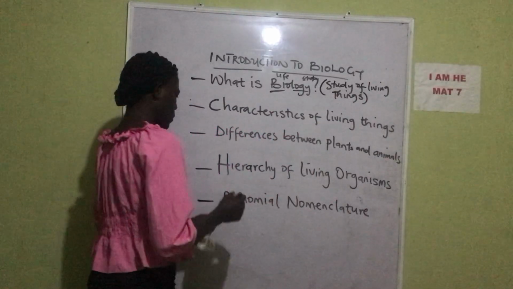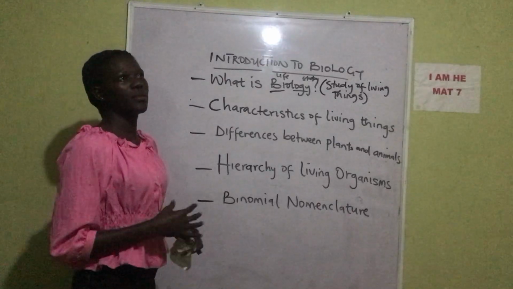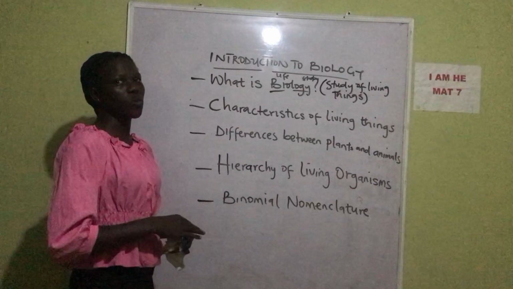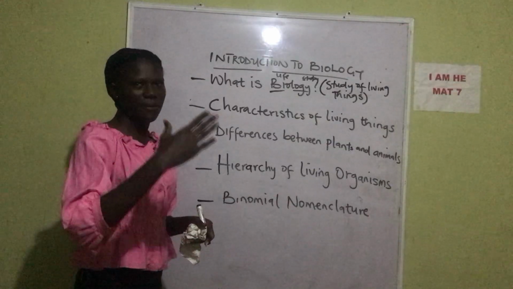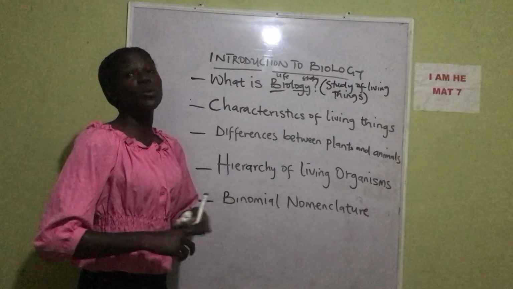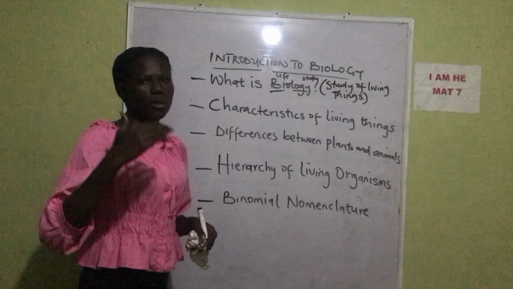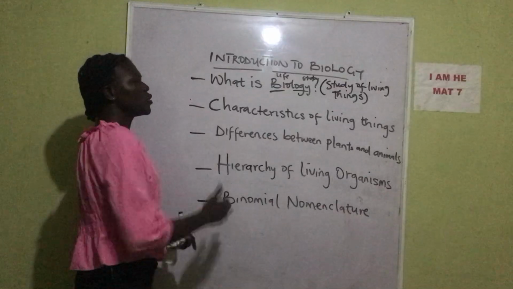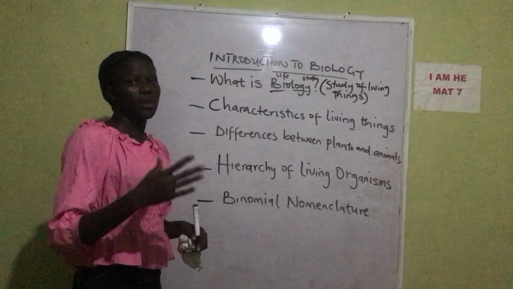Okay? Now, the characteristics of living things, there are certain characteristics that make something to be called a living thing, because we have living and non-living things. Living things are those things that have life in them, whereas non-living things do not have life in them. For instance, stone is a non-living thing. Now these living things show certain characteristics. There are things that make them living, and there's an acronym for it.